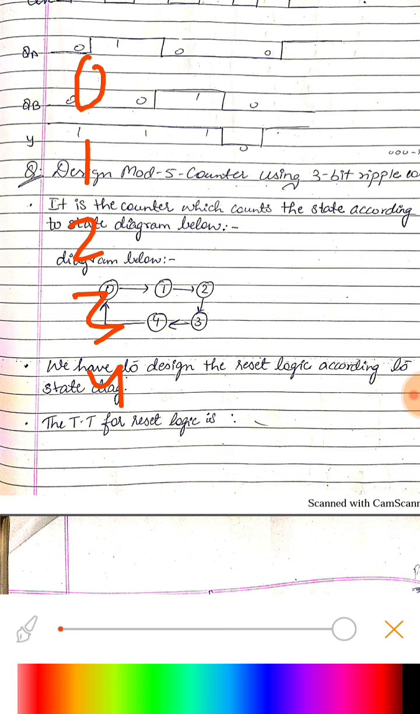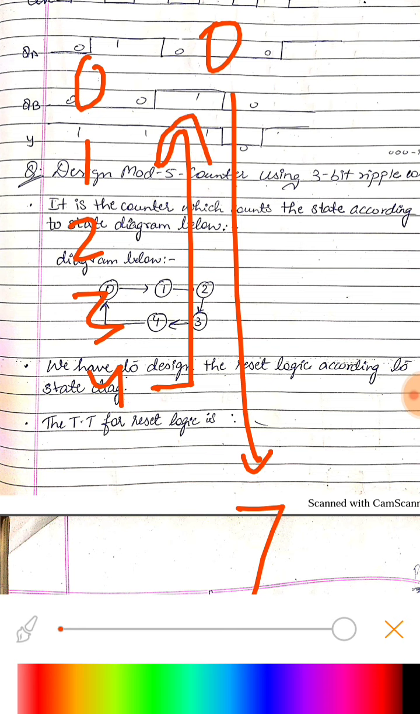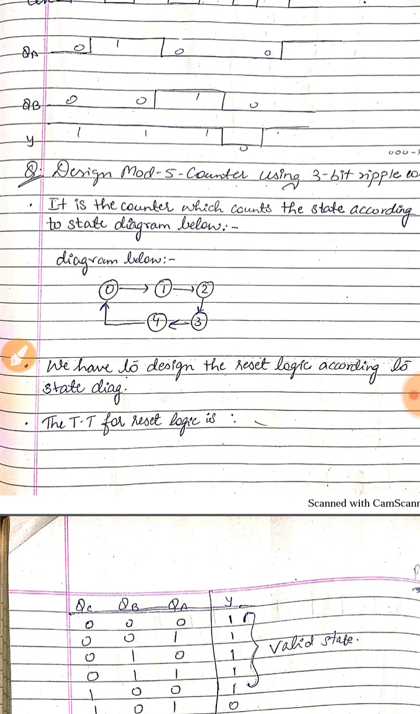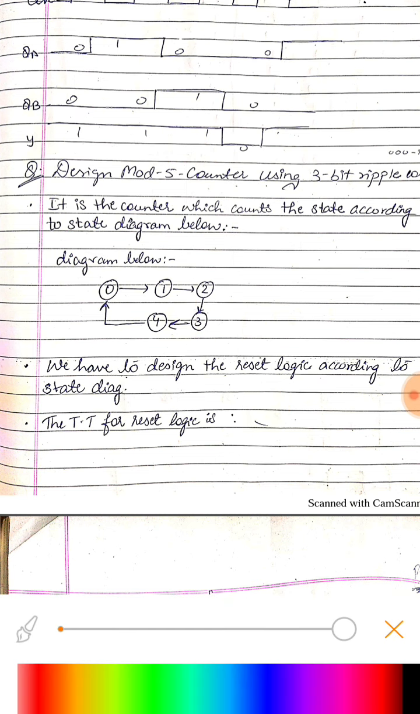We are given a 3-bit ripple counter. As we all know, a 3-bit counter can count from 0 to 7, but what we need in the given problem is that after 4 our circuit should reset to 0. We don't need to count 5, 6 and 7. After 4 it would again get back to 0. So this is the flow diagram I have drawn. It will go to 1, then 2, 3, 4, and after 4 it will again go to 0.